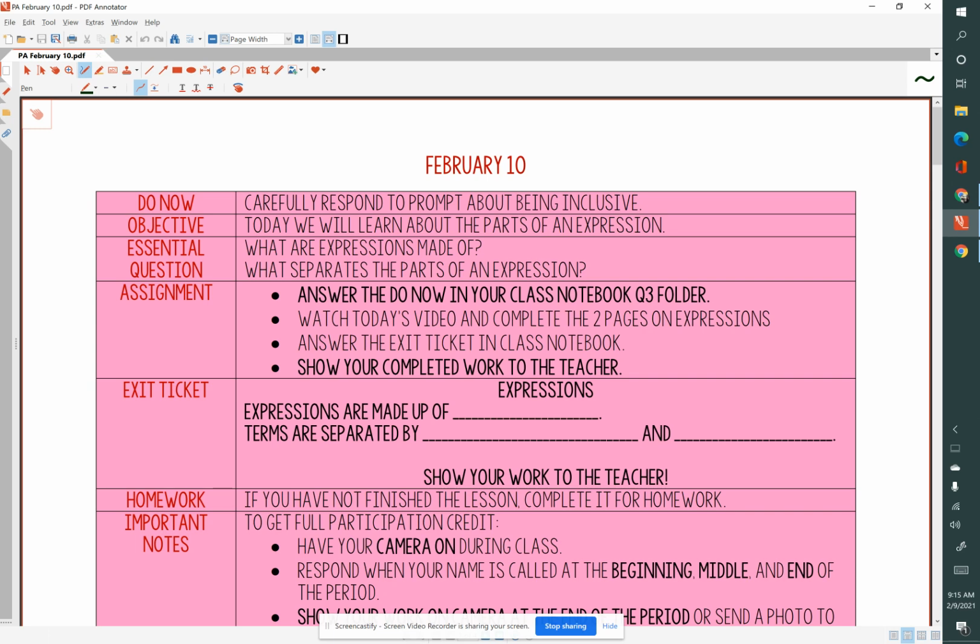So today we're going to start talking about the parts of an expression. So we will start our lesson, as always, with our do now. And let's find a pretty color. How about this purple or blue?